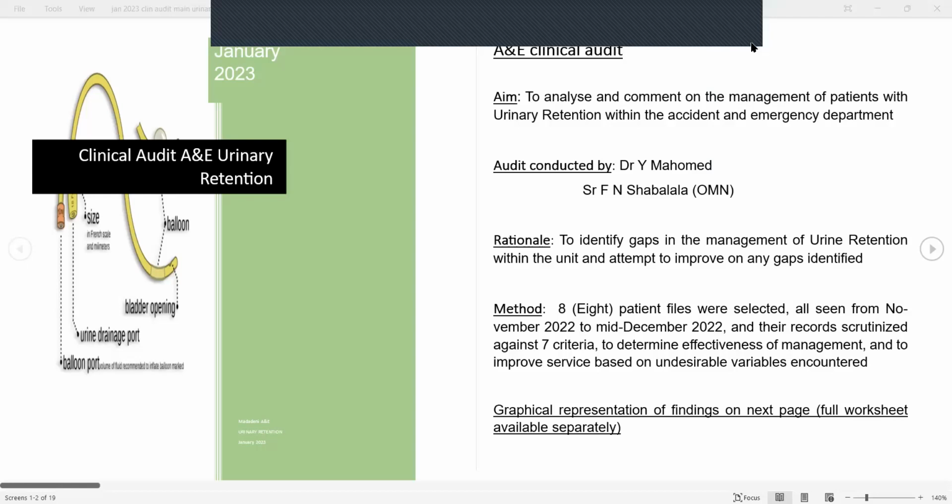Hi, everybody. One of my requirements as head of department, semi-head of department, is to do these clinical audits. And for those of you who've been with us for a long time, you know that from time to time we do these audits and we present them to you guys as well. So, this month I did an audit on our management of urinary retention. So we're just going to go through it.